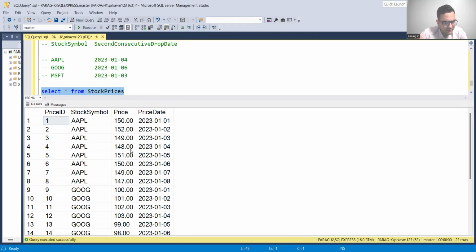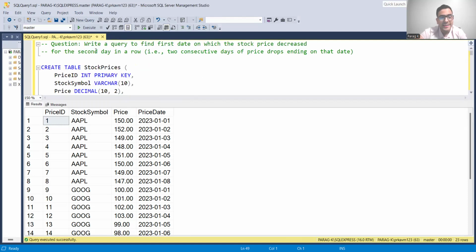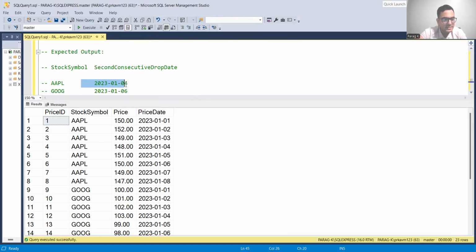And let's look at another thing. 148 to 149, 148, 151: an increase, so this is disqualified. 148, 151, 150: disqualified. And observe here: 150, 149, 147. By logic this is right, but you have to understand what the question is asking. The question is asking: write a query to find the first date on which the stock price decreased, not every date when it's decreasing for the second day. So you have to find only the first date. The only thing we're looking for is something like 152, 149, 148. There's a reason why we are getting Apple here as this one.